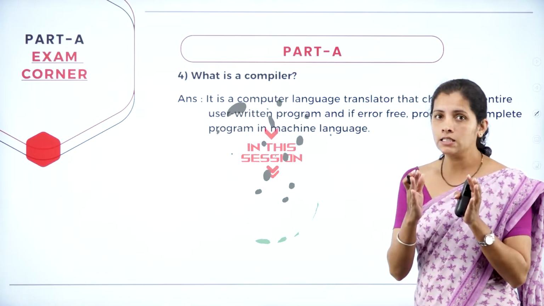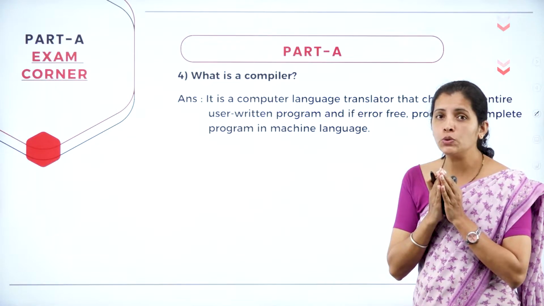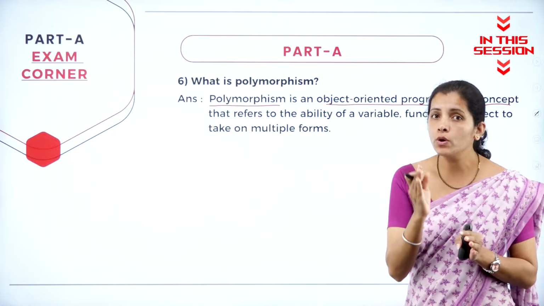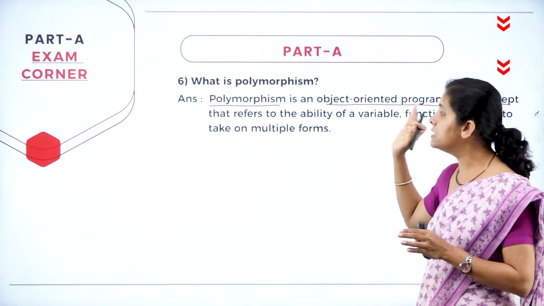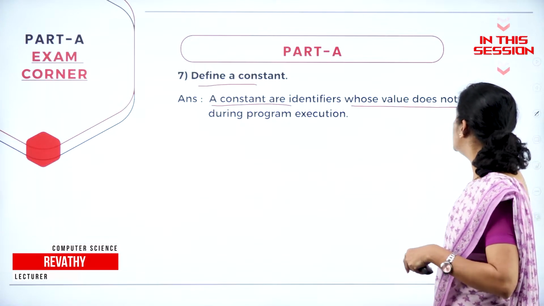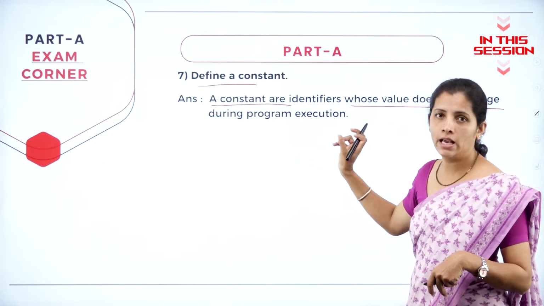Compiler translates high-level programming language into machine code. The main feature of object-oriented programming concept is polymorphism. Constants are identifiers whose value does not change during program execution.